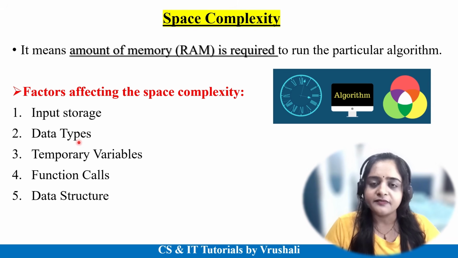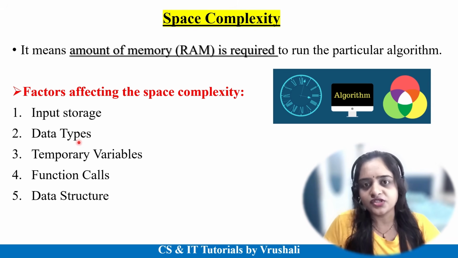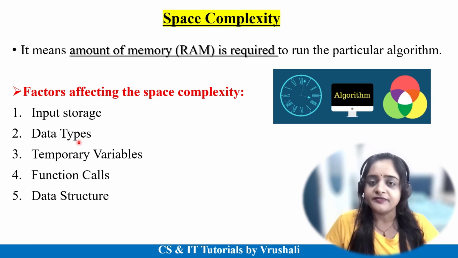Again, data types. Which type of data types you have used in your program, like integer, character. A character requires 1 byte of memory, an integer requires 2 bytes, a float requires 4 bytes, and a double requires 8 bytes of memory, right?